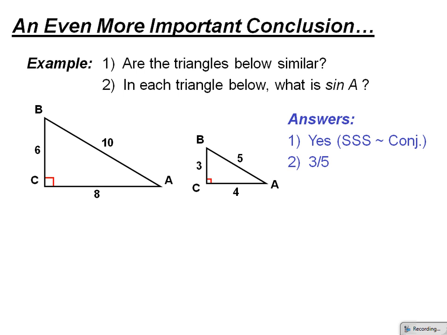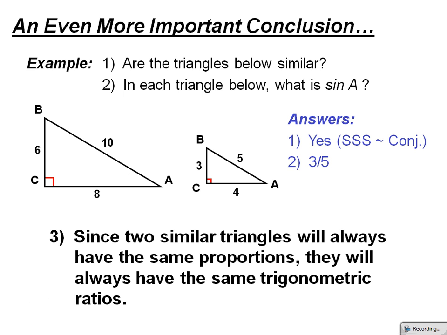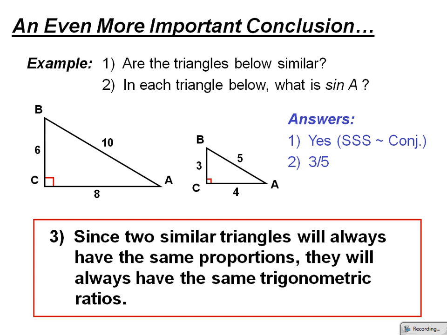Now, there's one more important conclusion here, and that is this. Since two similar triangles will always have the same proportions, they will therefore always have the same trigonometric ratios. Now, what those ratios are, we don't quite know that yet, but that doesn't matter. What's important is that the ratios will always be the same. No matter what value they are, the ratios will always be the same.